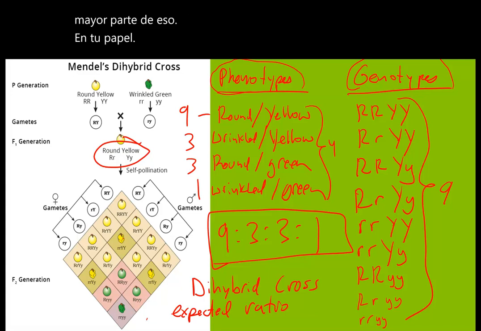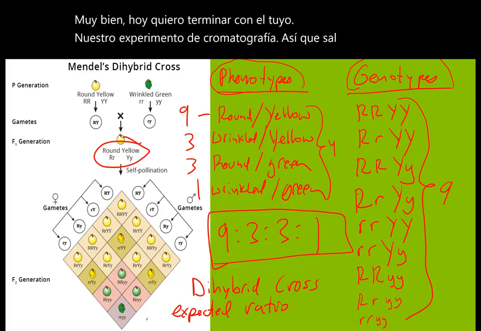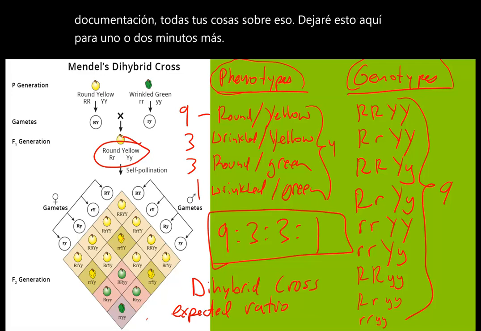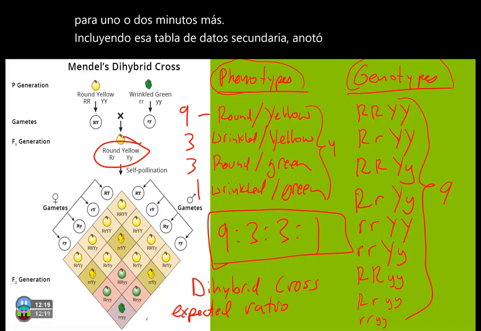All right. Today I want to finish up our chromatography experiment. So get out all your paperwork, all your stuff on that. I'll leave this up here for another minute or two. Including that secondary data table you wrote down those values on. Get that out as well.